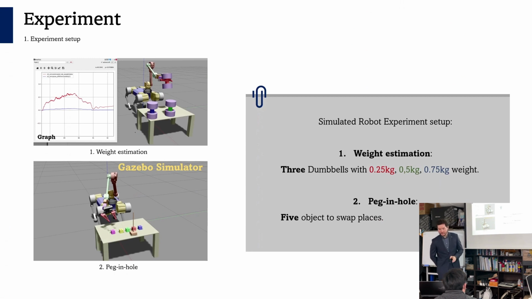Now I'm ready to present my experiment setup. This is the simulated robot experiment setup. I built this bench for evaluating this system. In the first experiment, I put 3 dumbbells with different weights for evaluating the weight estimation algorithm's performance. In the second experiment, I put 5 square-shaped objects with holes inside for attaching and detaching from the peg.